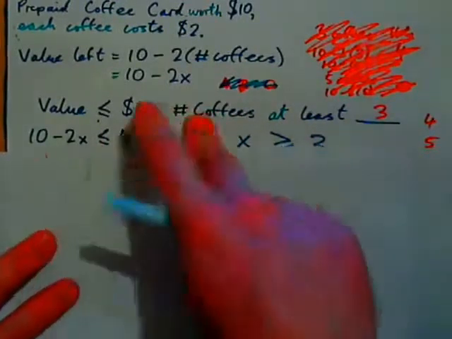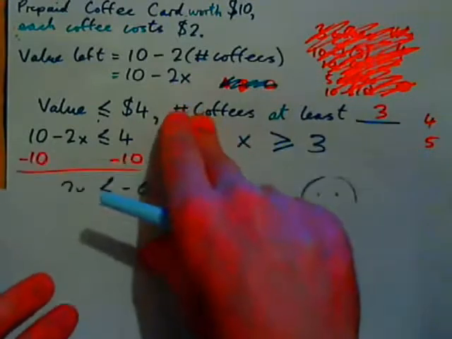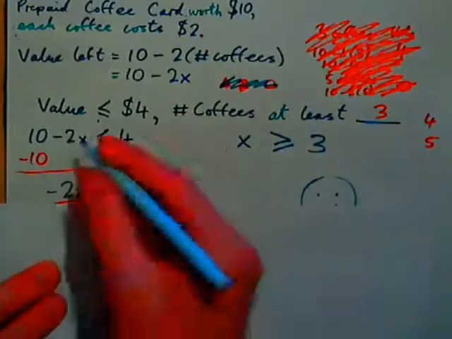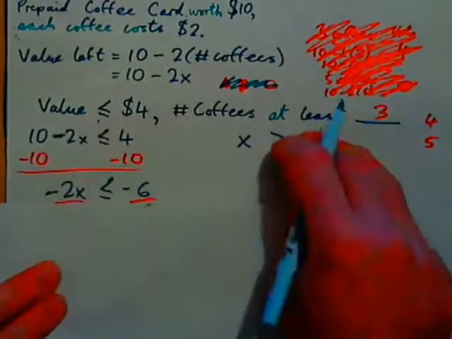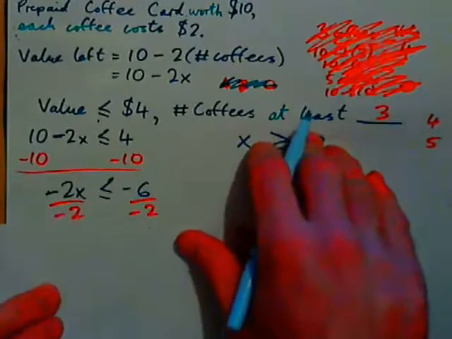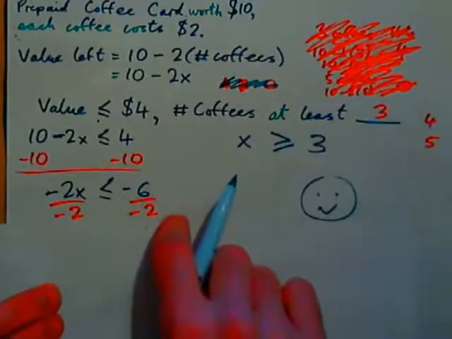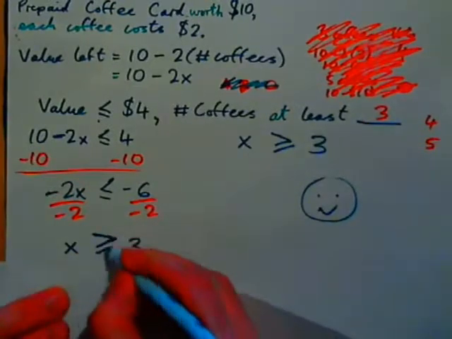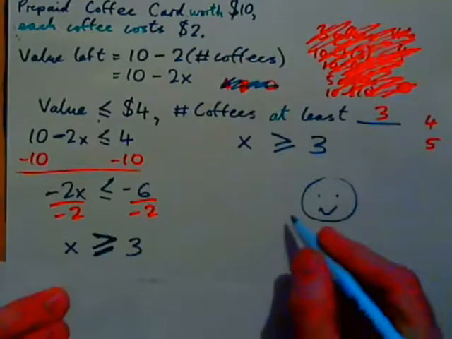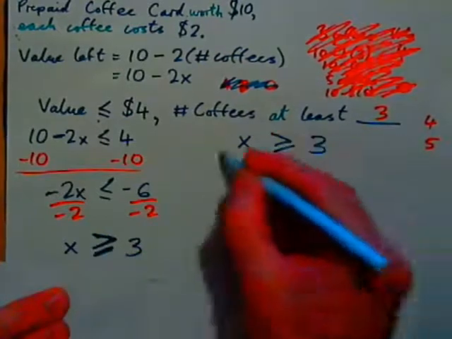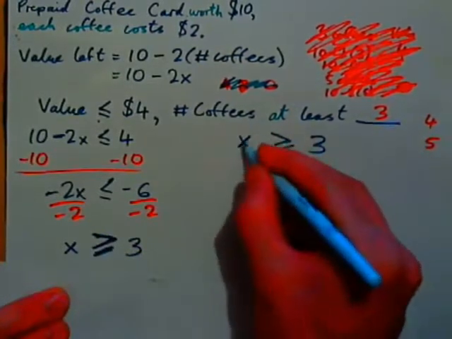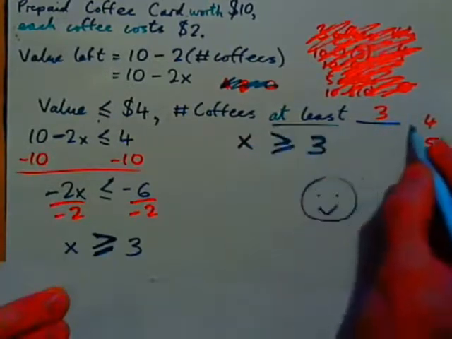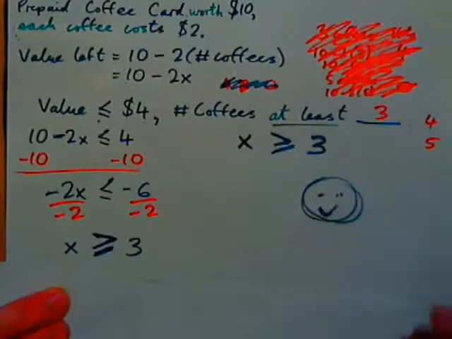We'll need to subtract 10 from both sides to get negative 2x is less than or equal to negative 6. Remember, this negative sign comes down. Divide both sides by negative 2, and when we divide by a negative, we get x on the left, 3 on the right, and we need to change the direction of the inequality. So our answer is x is greater than or equal to 3, and it is definitely saying the number of coffees must be more than or equal to 3, or in other words, at least 3. Okay, and so we got the right answer.